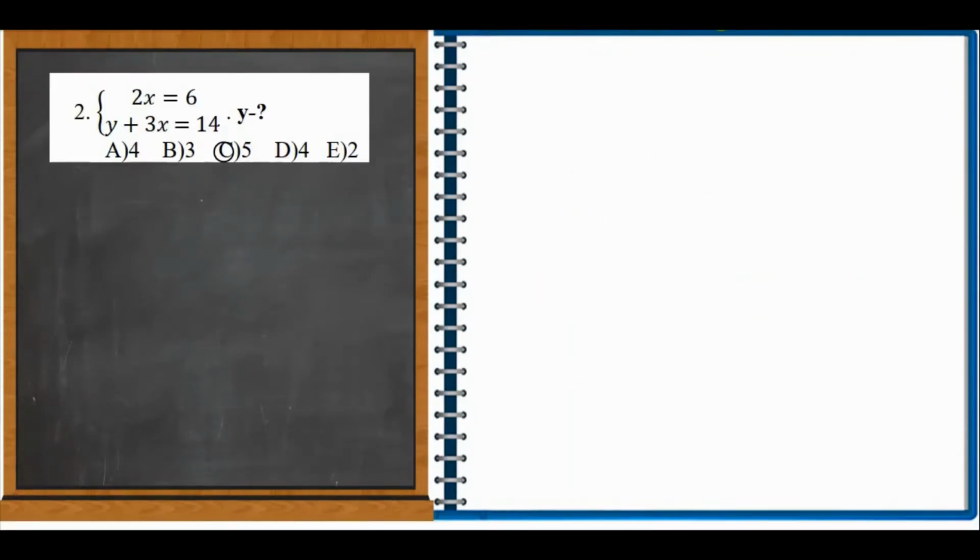Number 2. In number 2 we are given simultaneous equations. We can solve this either with the elimination method or with substitution, but I prefer the second method. What we are going to do here is first copy the question. 2x equals 6, y plus 3x equals 14.